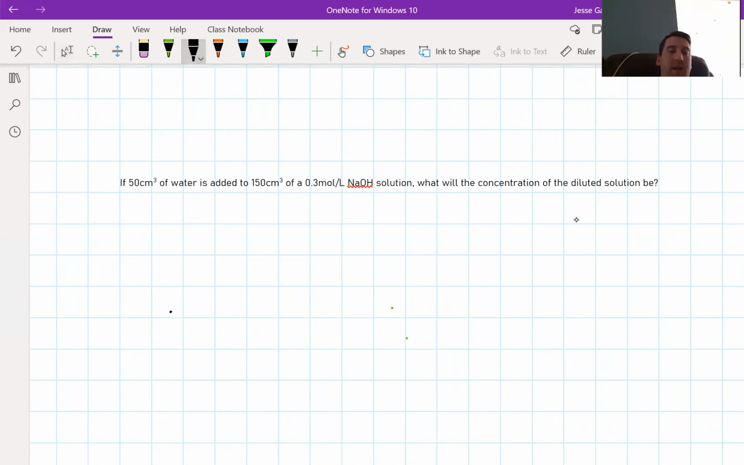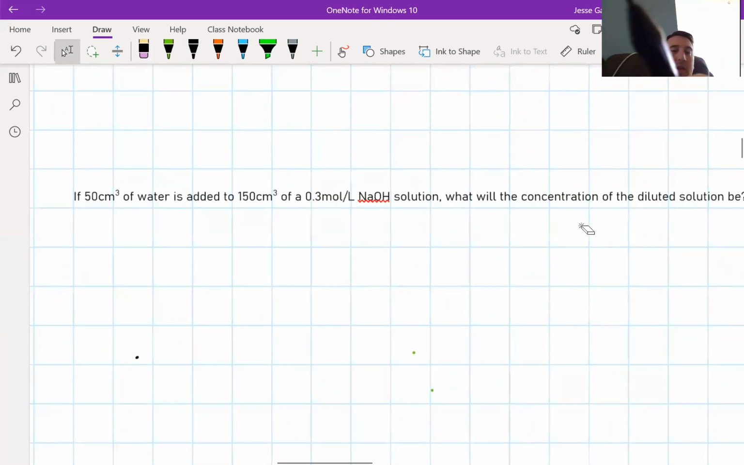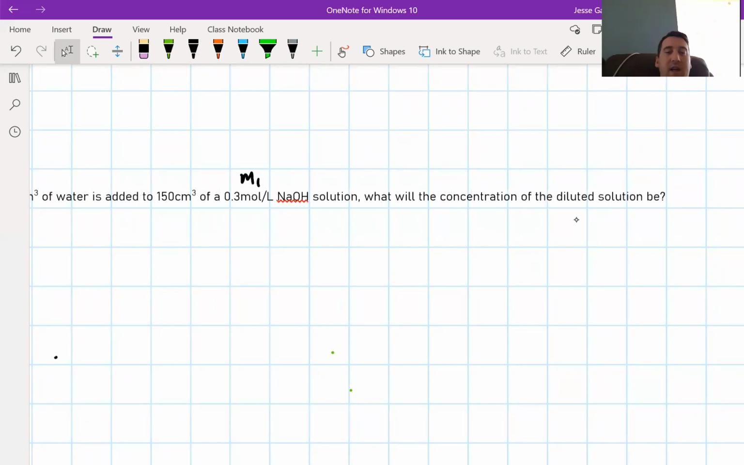Okay, so what you should have done is begin by labeling. So if you weren't able to start, let's begin with the formula. What is it? It's M1. Oh, sorry, no, we'll begin by labeling. I'm going to label this here as M1. This is my original concentration. And my final answer is asking what will the concentration of the diluted solution be? So this is going to be my M2.